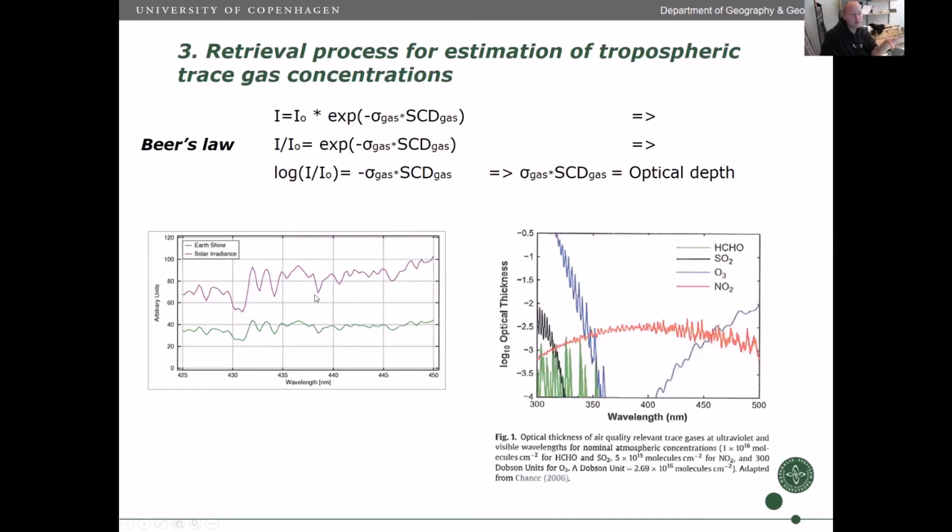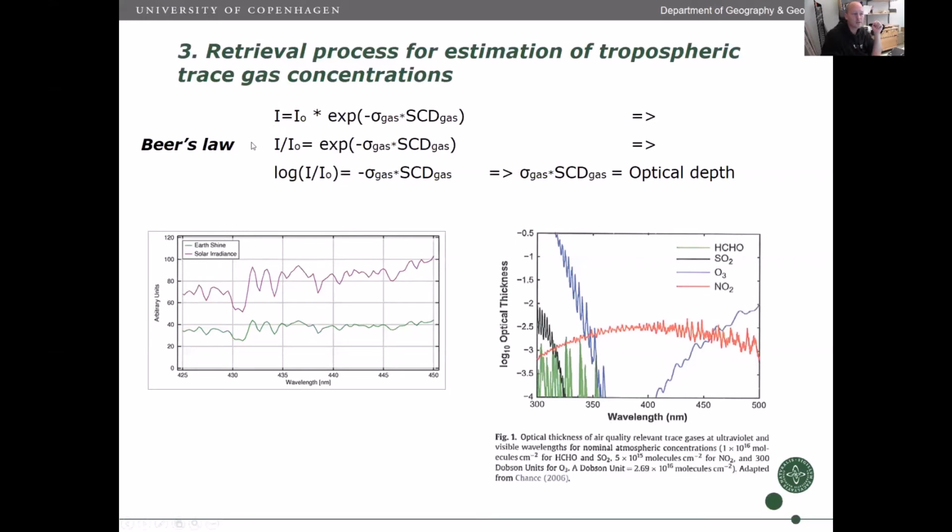So what we started out with was incoming radiation from the sun in these different wavelengths between 425 and 450 nanometers. That's the same thing as here, the incoming radiation. And then we have the reflected radiation from the Earth's surface. And that's this part here, which is the transmitted radiation that is going through the atmosphere. So by simply taking the transmitted and dividing it by the incoming, we convert this to the reflectance. You all know what the reflectance is. It's simply the reflected radiation divided by the incoming radiation.